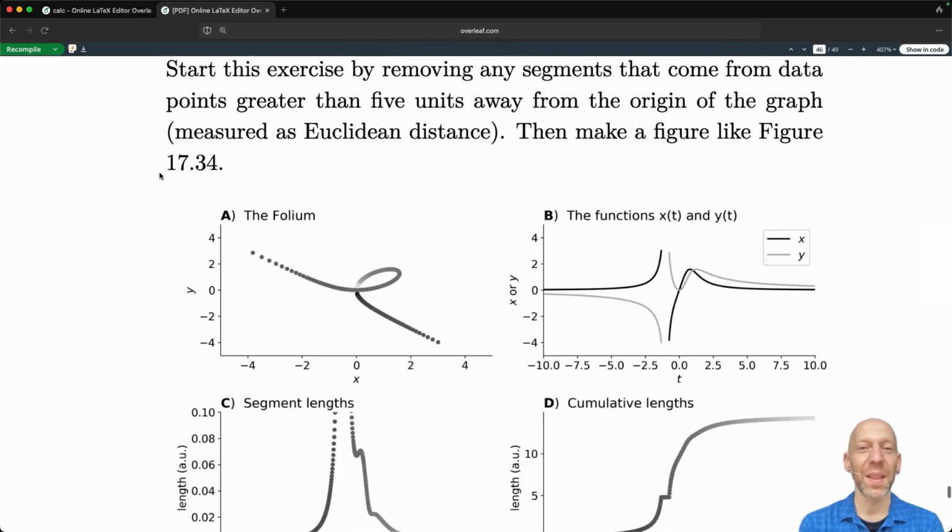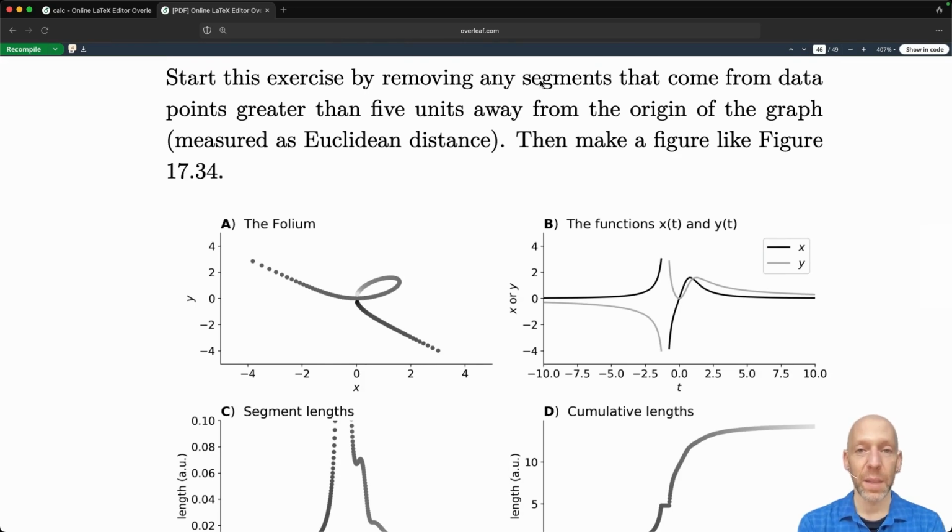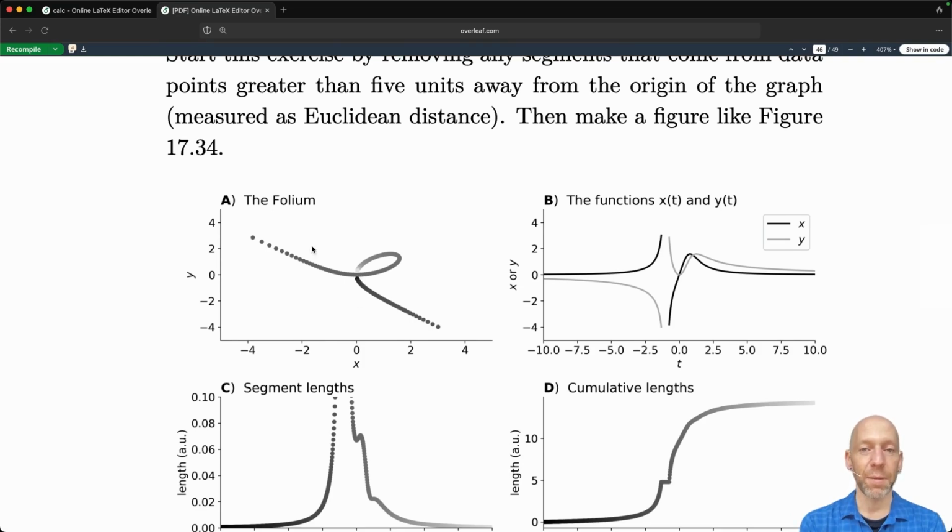Okay, so what we are going to do in this exercise is remove any line segments that are longer than 5 units away from the origin of the graph. So here is the origin of the graph in polar coordinates, and we can measure the distance of each point away from the origin using Euclidean distance. So the square root of the x-coordinate squared plus the y-coordinate squared. So that is our measure of length. And what I want you to do is remove any data points from the evaluation of the formula for the folium of Descartes that are greater than 5 units away from the origin of the graph. And then you can calculate the length of the curve based on all of the remaining points. So excluding all of these points that we have labeled an outlier according to this admittedly fairly arbitrary threshold of 5 units from the origin.